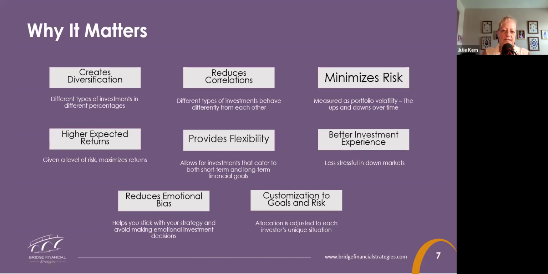And then the last one I have listed here, although this is not a comprehensive list by any means, is customization to goals and risk. And so your allocation is customized for you personally, your risk tolerance, your goals. What are you trying to accomplish? And then by just tweaking the percentages in the pie, we can get to an asset allocation that is really very well suited to your individual situation.